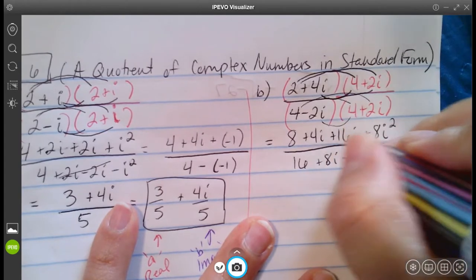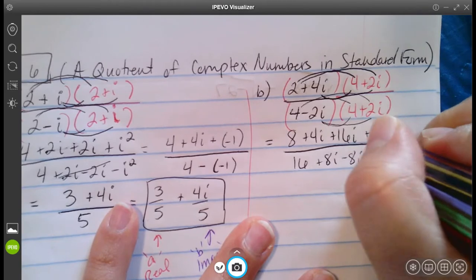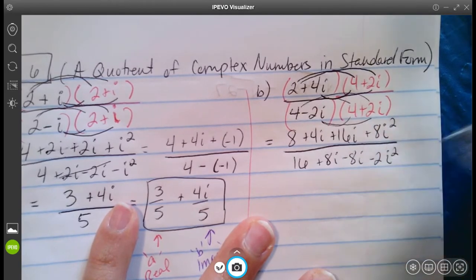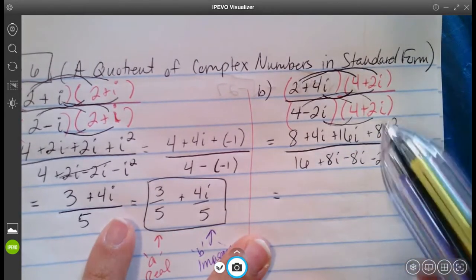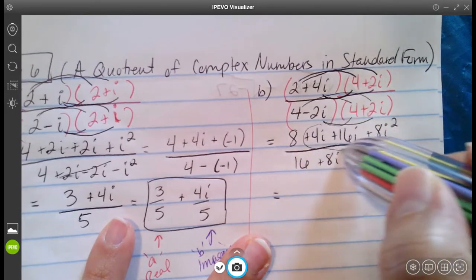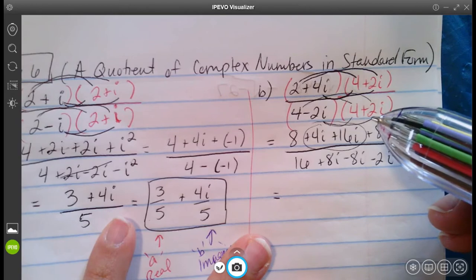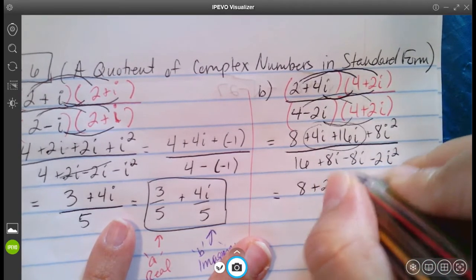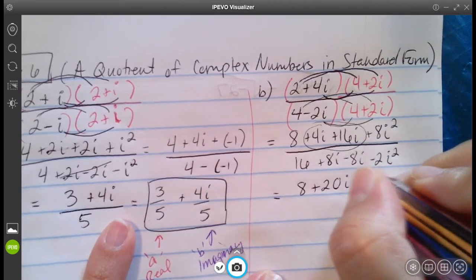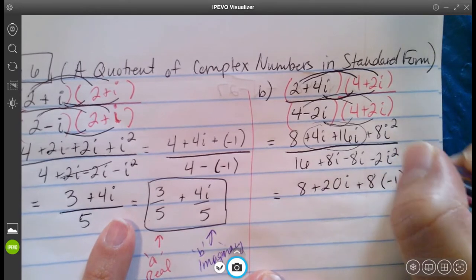Negative 2i times 4, which is negative 8i. And then negative 2i times 2i, which is negative 2i squared. Okay? So from there, we're going to go ahead and simplify. In the numerator we have 4i and 16i, which is going to give us 20i. So 8 plus 20i plus 8 times i squared, which is negative 1.